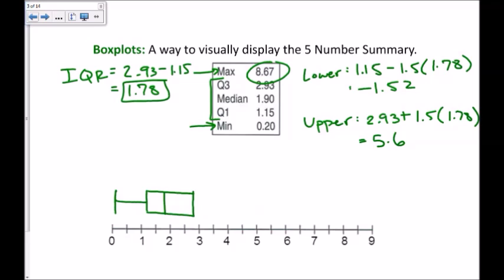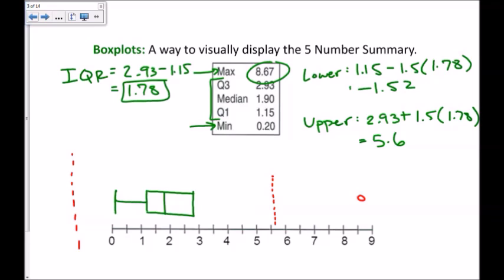Okay, so our lower fence, let me choose a different color. The lower fence is at negative 1.52. So the minimum value is within that fence and would not be considered an outlier. It doesn't seem different in the data. The upper fence is 5.6. Okay, so somewhere around here. And this maximum value over here at 8.97 does feel different to us.